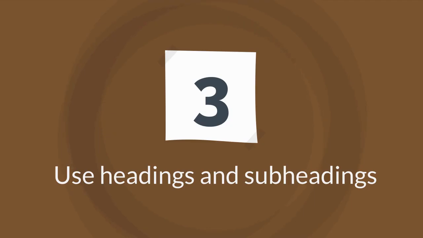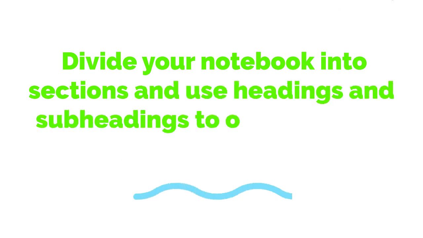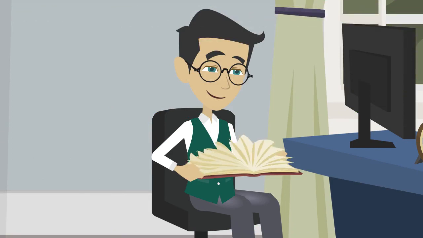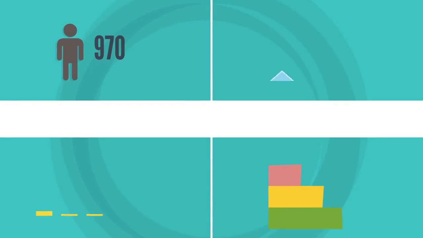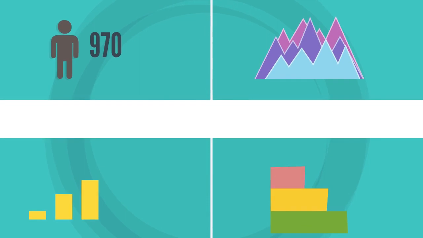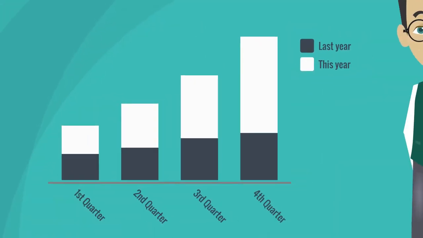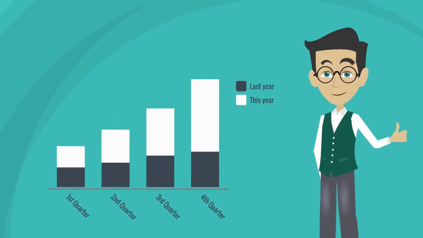3. Use headings and subheadings. Divide your notebook into sections and use headings and subheadings to organize your notes. This can help you find information quickly and easily when reviewing your notes. 4. Use visual aids. Use diagrams, flowcharts, and tables to help you visualize the information. This can help you understand the relationships between the different pieces of information and remember them better.